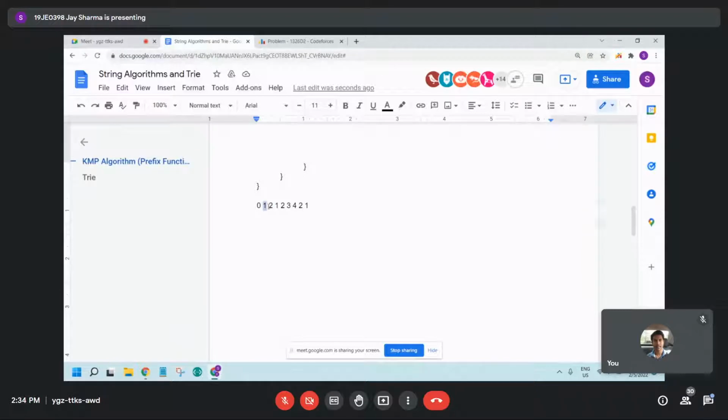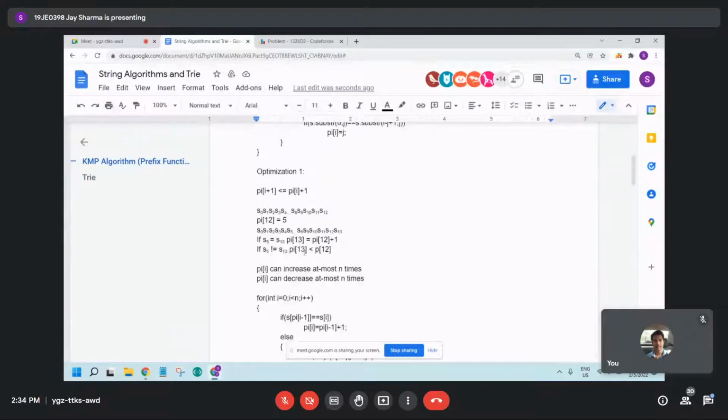Okay, so what you can see is that it can increase at most n times, because obviously there are n indexes, and at most once it can increase, so at most n times it can increase. And second thing is that the prefix function of a string can never be negative. Okay, it's always a positive number or 0. So if you are getting non-negative, and it can increase at most n times, and it starts from 0. Okay, it always starts from 0. So with all these three conditions, you can say that it can also decrease at most n times.